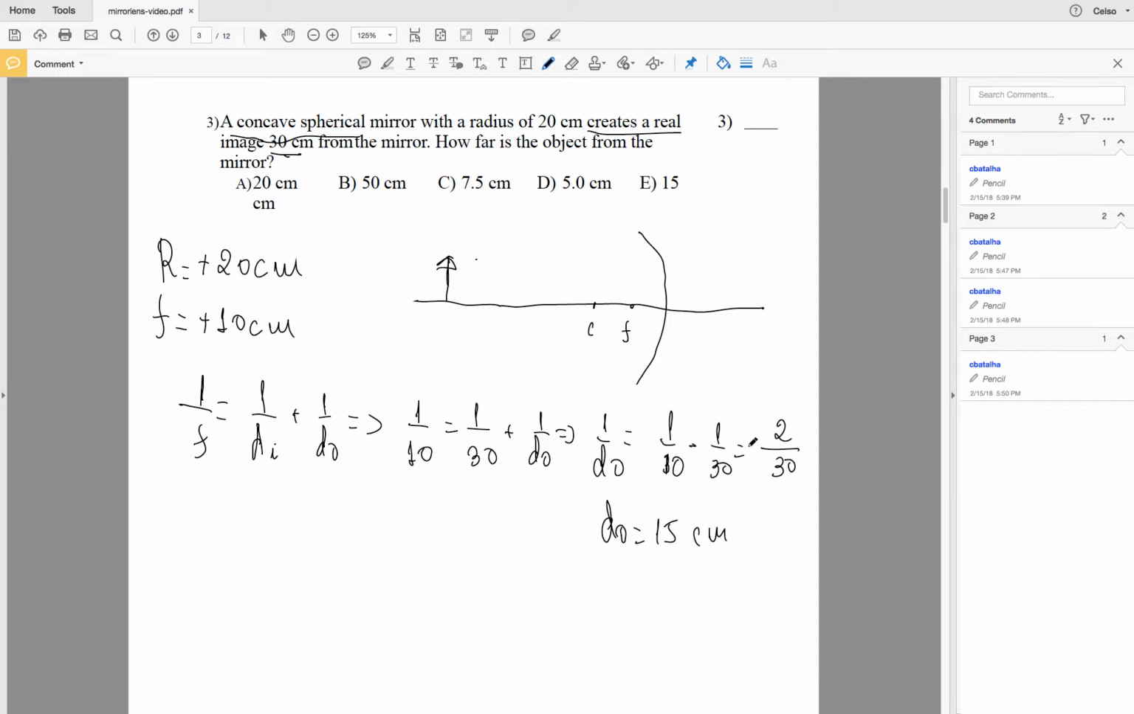Centimeters. So if I place my object here, the image is going to form somewhere here, always smaller and not further from the center. So my object is 15 centimeters, which is between the focal point and the center of this mirror. So my object is right here. So let's see how this image is formed.